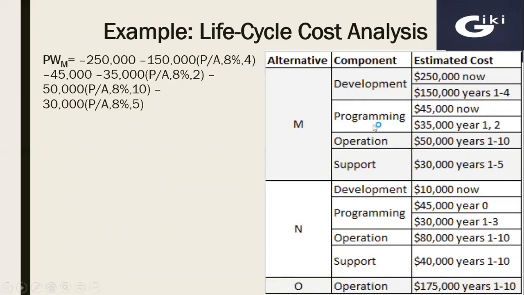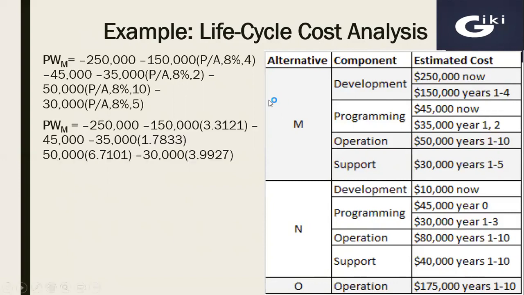Then in case of programming component, 45,000 will be as it is because it is at time zero, and 35,000 times P over A factor for 2 years and 8% rate of interest. Then for operations, 50,000 every year from 1 to 10th year. So 50,000 times P over A factor for 10 years and 8% rate of interest. Similarly, in case of support component, 30,000 every year until year 5. So 30,000 times P over A factor for 8% rate of interest and 5 years.